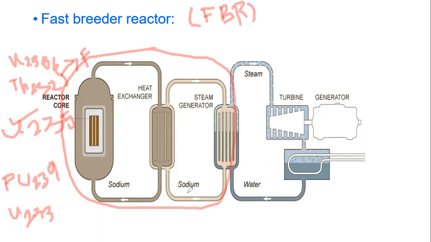In the second heat exchanger also, the coolant is liquid sodium. In the name itself, fast breeder reactor. Why? Because we are using two heat exchangers, we are producing the steam within a very short duration. That's why it is called the fast breeder reactor. This is heat exchanger 1 and this is heat exchanger 2.